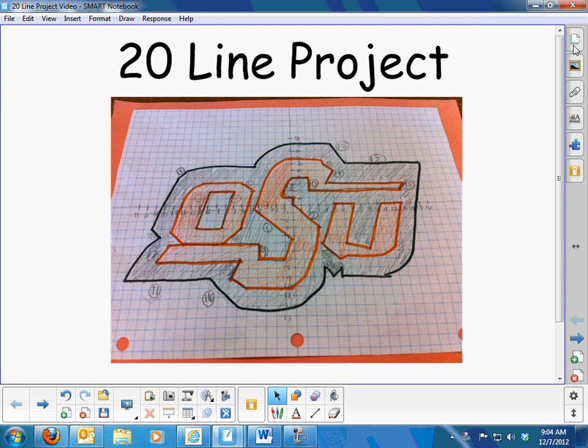So we've been working on 3 types of linear equations: slope-intercept form, point-slope form, and standard form. And we're going to draw our own picture, and we're going to be finding the equations of 20 of the lines in our picture. Continue watching this, and I'm going to explain the details of the project.